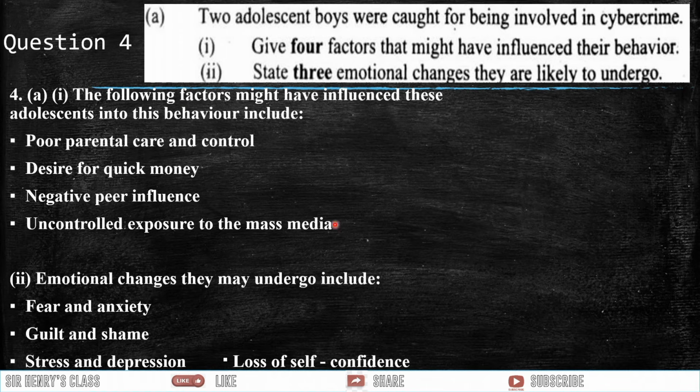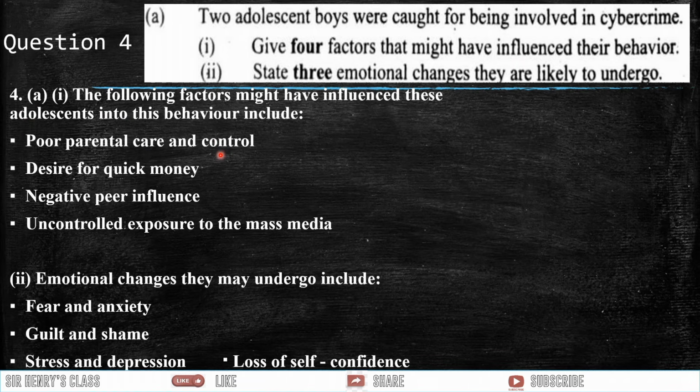Number 4, under socio-economic development: 2 adolescent boys were caught for being involved in cybercrime. So cybercrime is any criminal activity which is conducted online or using the internet. Give 4 factors that might have influenced their behavior.